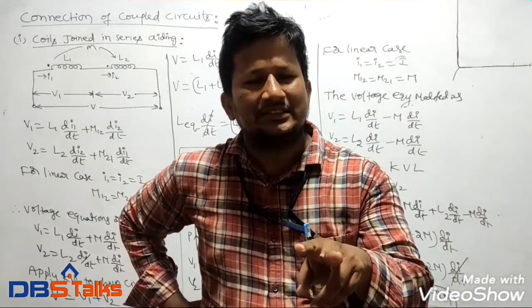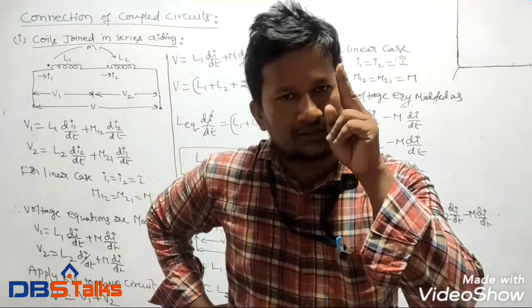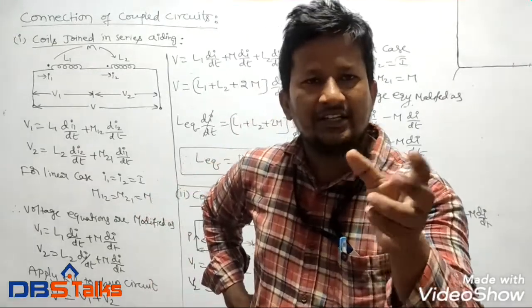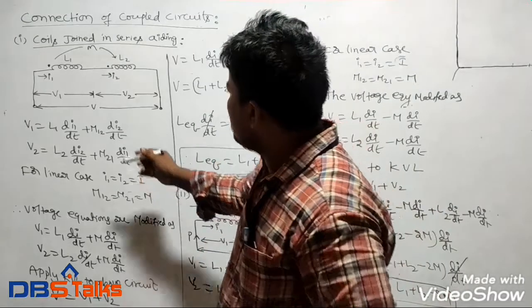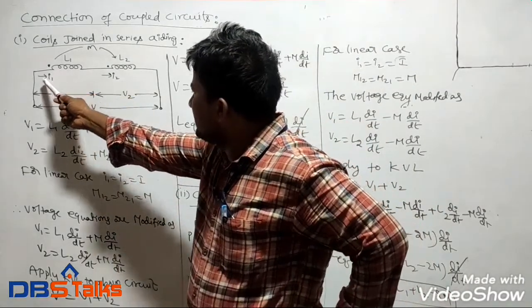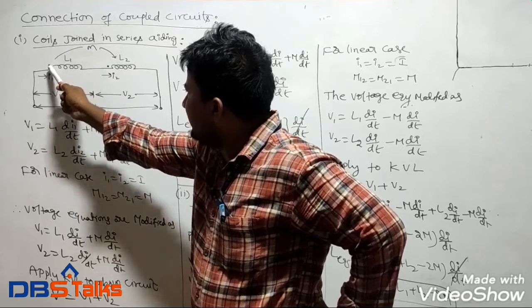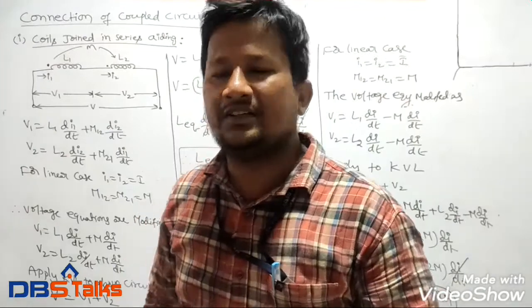For two coils, the current must be in the same direction, and the dot polarity must also be the same, such that the two coils are in series aiding. So look at the picture. Here the current directions are the same and the dot positions are also the same, both entering. That's why both coils are in series aiding.